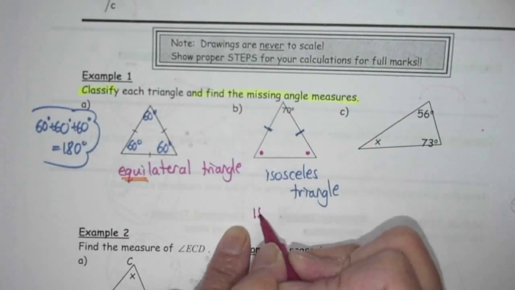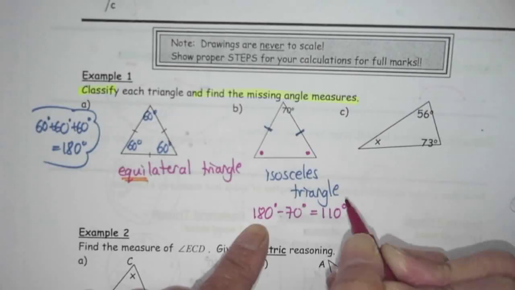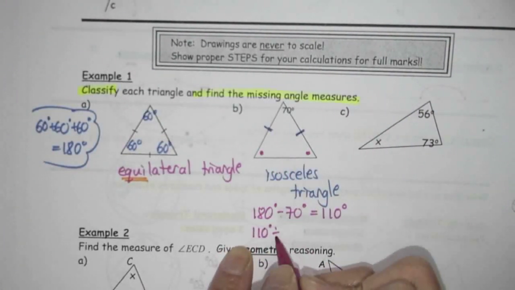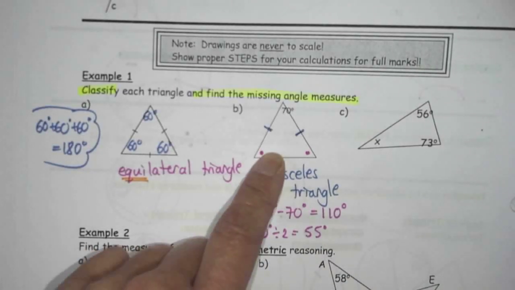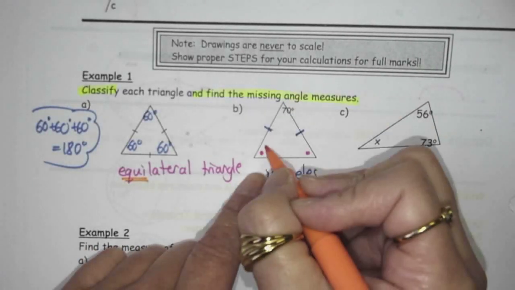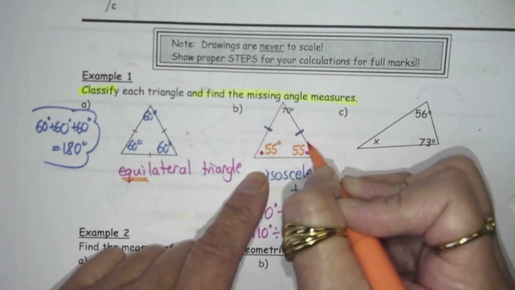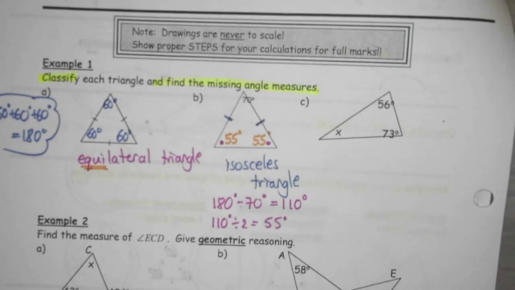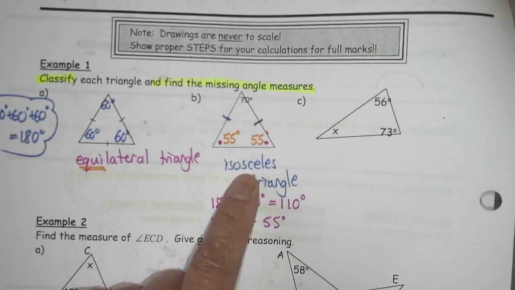So I'm going to do 180 minus the 70, which gets me 110 degrees. But I have to split the 110 between them. So then I go 110 divided by 2 is 55. So I know that each one of these sides here is 55. Like that. All right, so that's equilateral, that's isosceles.